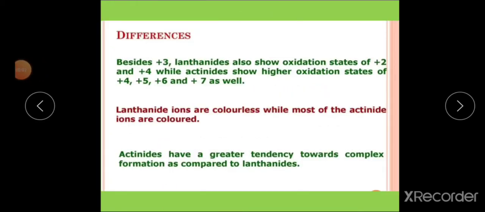After similarities, then the differences between lanthanides and actinides. Besides the +3 oxidation state, lanthanides also show oxidation states of +2 and +4, while actinides show higher oxidation states of +4, +5, +6 and +7. Lanthanide ions are colorless, while most of the actinide ions are colored. Actinides have a greater tendency towards complex formation as compared to lanthanides.